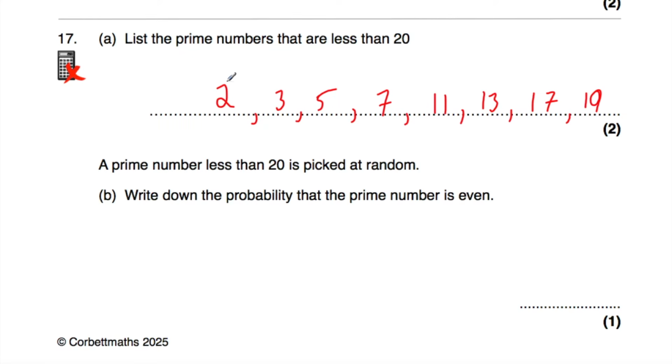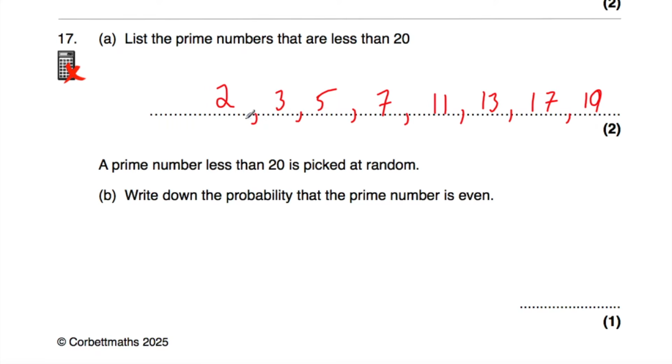So 2, you can only divide by 1 and 2. Its factors are only 1 and 2. 3, its factors are only 1 and 3. 5, its factors are only 1 and 5. 8's not prime, for instance, because its factors are 1 and 8, but also 2 and 4, so 8's not prime. So these are the prime numbers that are less than 20, and it's quite important you know your prime numbers.